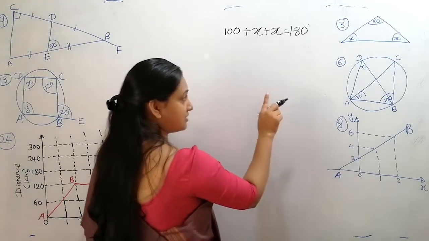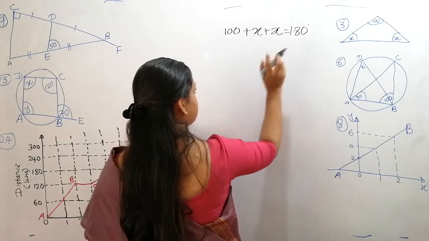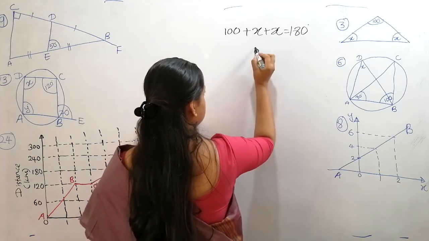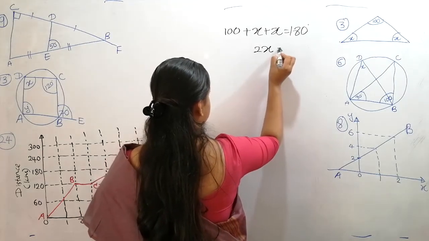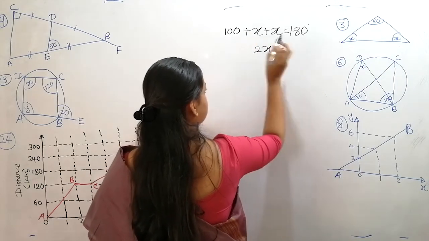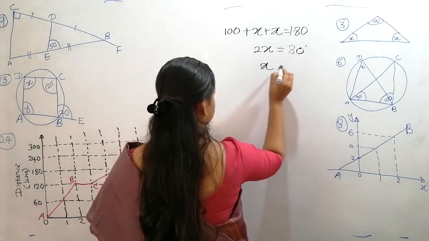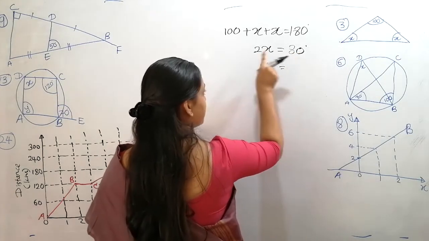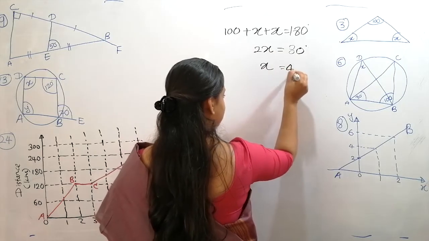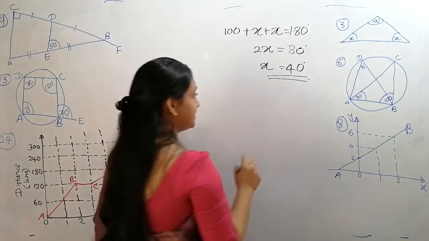Then we can write 100 plus x plus x should be equal to 180 degrees. The sum of the interior angles of a triangle is 180 degrees. Then we can simplify. Here x plus x, 2x, equal to 180 minus 100. That means 80 degrees. Then x should be equal to 80 degrees divided by 2, 40 degrees. This is the answer for question 3.